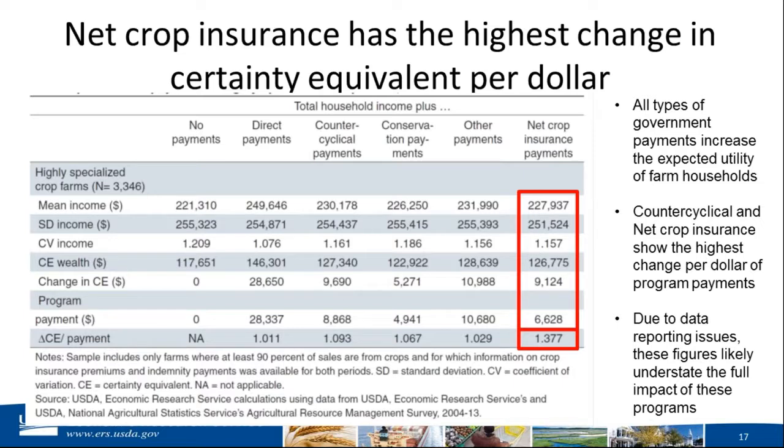If we contrast this with net crop insurance payments, here the household receives about $6,000 in crop insurance payments, but in certainty equivalent terms, it was worth a little over $9,000. So that number at the bottom, each dollar received in crop insurance payments was worth about $1.38 in terms of utility to the household. And that's because crop insurance pays out when you have a bad year, when your farm income is likely to be lower. And in the middle, countercyclical payments also tend to do relatively well, better than direct payments, although not quite as effective as net crop insurance payments.